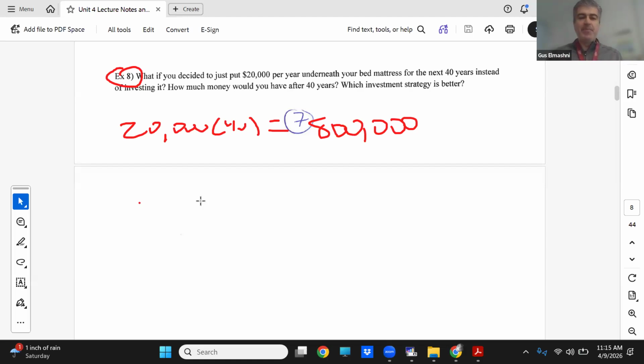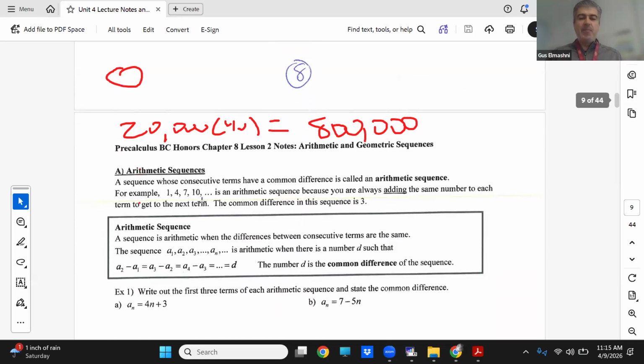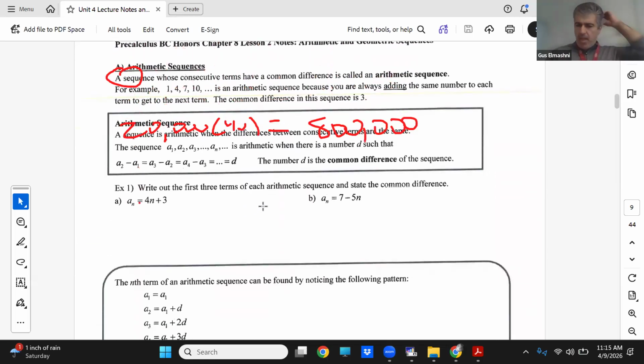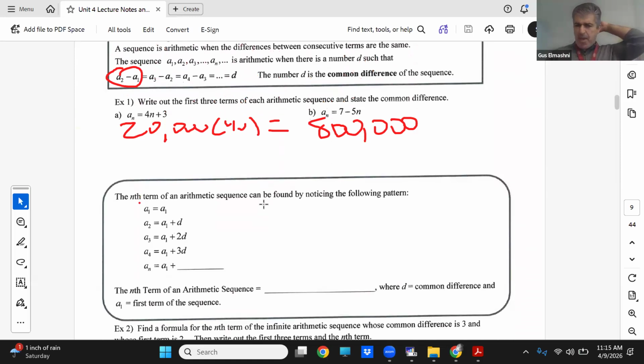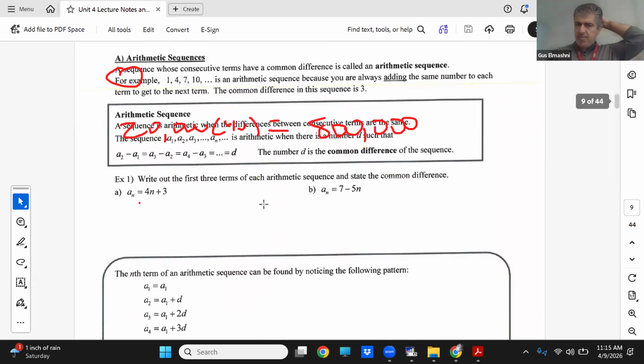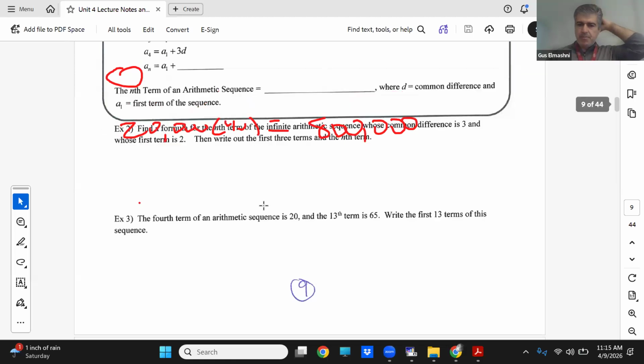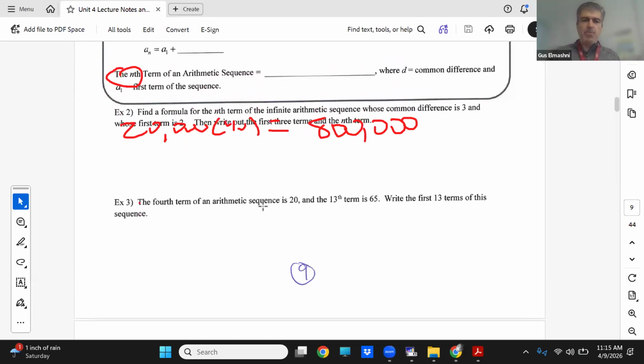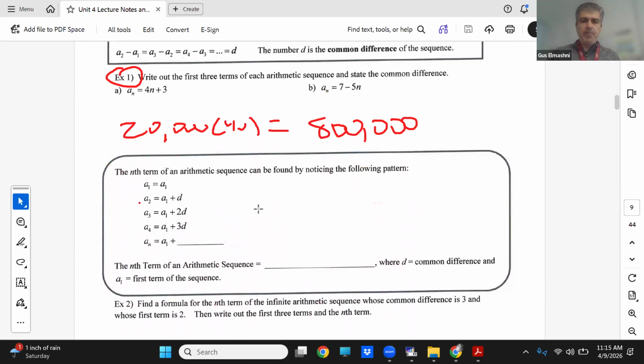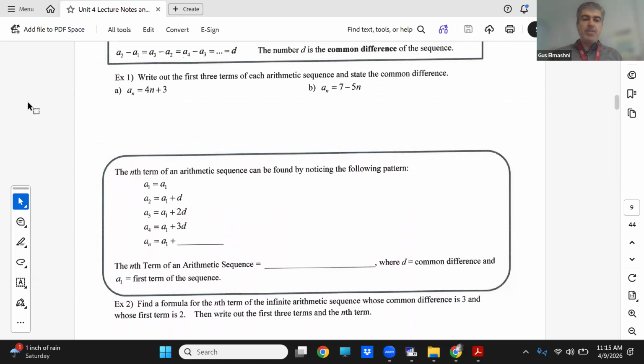All right, let's keep moving. Hold on, I'm going to jump around a little bit here. Actually, let's go through these problems. We're just going to jump straight to these examples. These will be fast. Okay, arithmetic sequences.